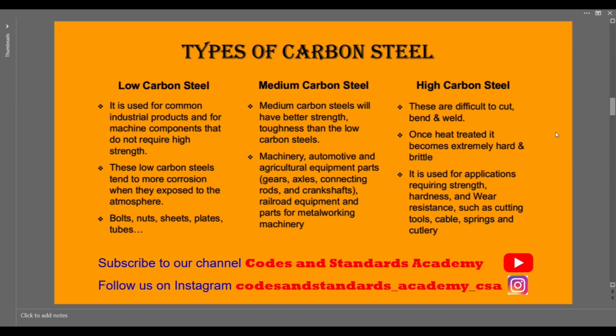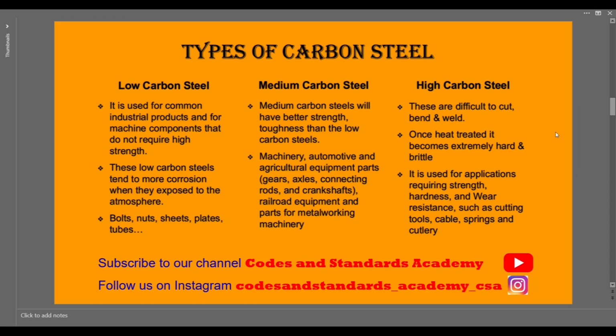Under the low carbon steel, it is used for industrial products and for machine components that do not require high strength. These low carbon steels tend to corrode more when they are exposed to the atmosphere. And some of the products we can make using low carbon steels are bolts, nuts, sheet metal, plates, seamless pipes and tubes.